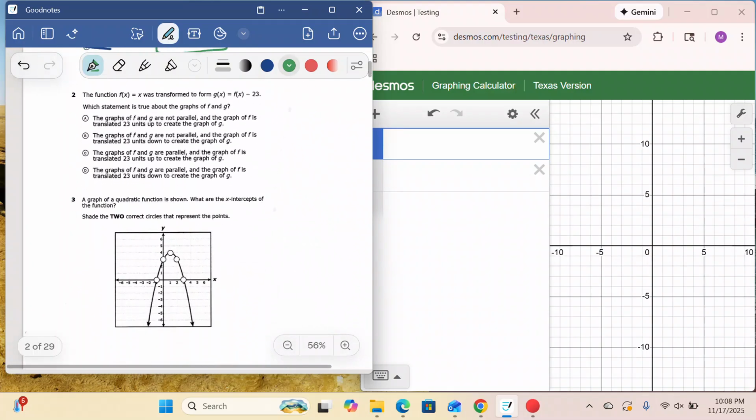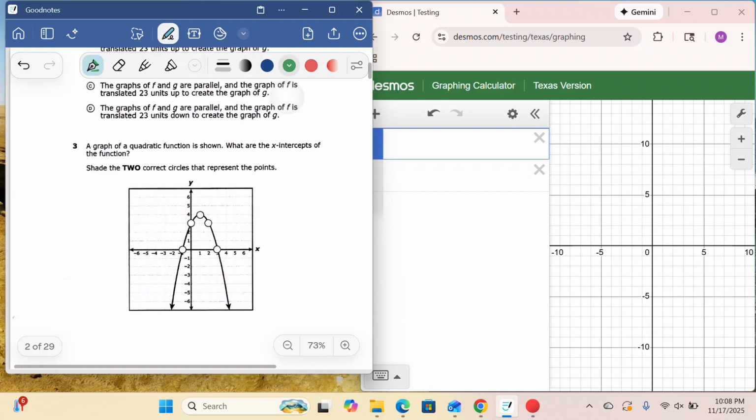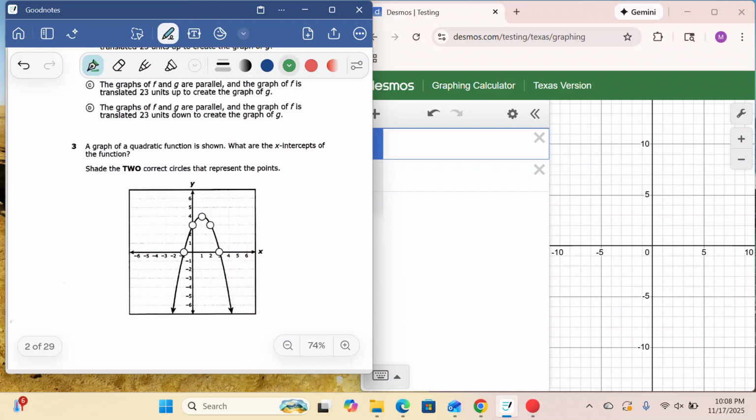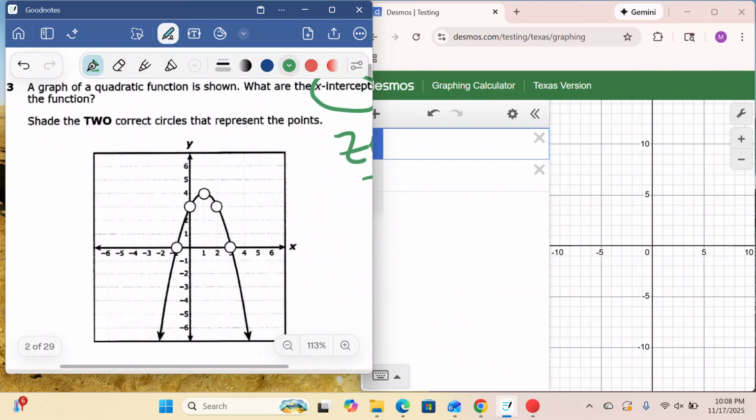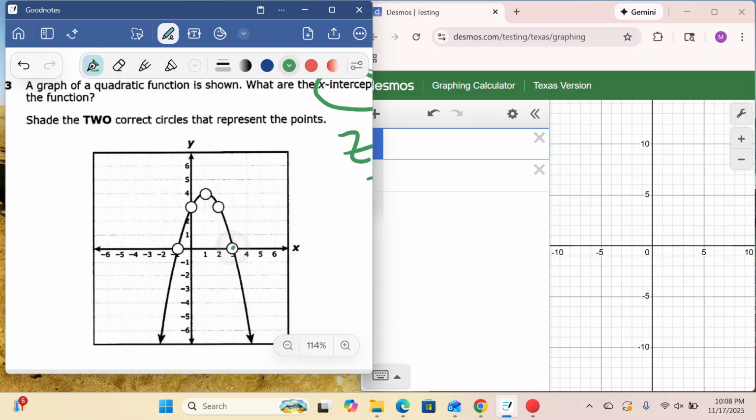Okay, let's go ahead and look at question number 3. The graph of the quadratic function is shown. What are the x-intercepts of the function? We have to understand the x-intercepts are also called zeros, and this is exactly where the graph crosses the x-axis. So we're going to look at that and see this one right here is an x-intercept. This one right here is an x-intercept.